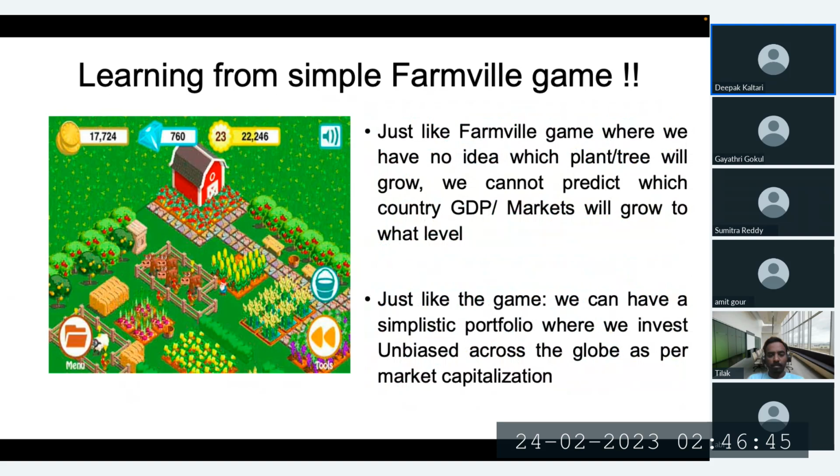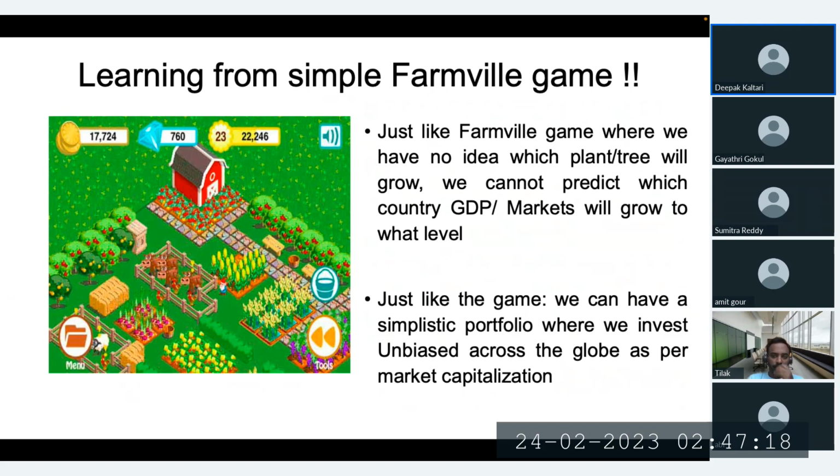So just like the farm village game, we have no idea which plant or tree will grow. We cannot predict which country's GDP or markets will grow to what level. We may be in a highly good mood that Indian markets are soaring up and up. They have reached the 60,000 mark on the Bombay Stock Exchange. We do not know going forward how the Indian markets will react. We also cannot predict the same thing about the US market. We are in and out. The recession is coming. None of us can predict for sure what exactly is going to happen. So we have no idea which country will develop to what level.